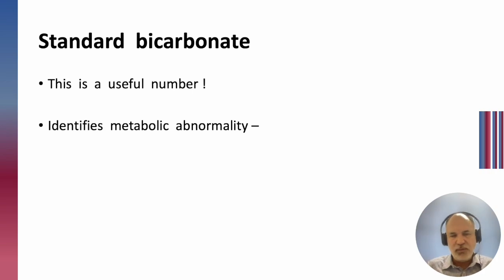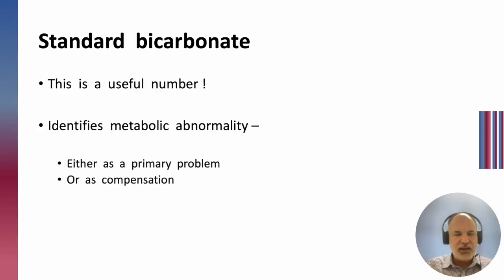Remember, I said that when the blood gas analyzer calculates the standard bicarbonate, it removes any abnormality that was present in the partial pressure of carbon dioxide. And it can then identify metabolic abnormalities either as primary problems, primary metabolic acidoses or alkaloses, or if there's a change in the values because of a compensation, perhaps from a renal perspective.